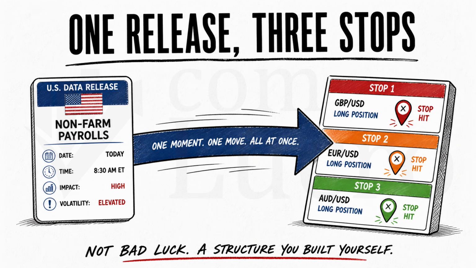Last video, we watched one American number reprice everything the dollar touches. Well, a correlated stack hands that single number 3 of your positions at the same instant. 1 release, 1 direction, 3 stops. That isn't a run of bad luck. That's a structure you built yourself.